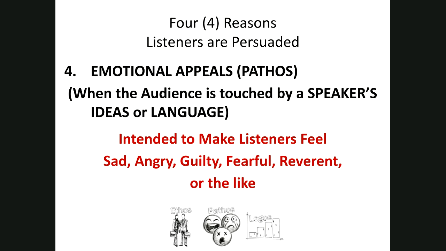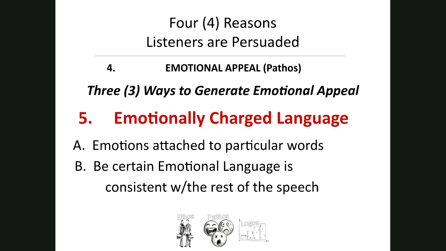Number 4 of the 4 reasons listeners are persuaded is through emotional appeals, or pathos. Emotional appeal is when the audience is touched by a speaker's ideas or their language. It is intended to make listeners feel sad or angry or guilty or fearful, reverent, or the like. Now, there are 3 ways that we generate emotional appeal.